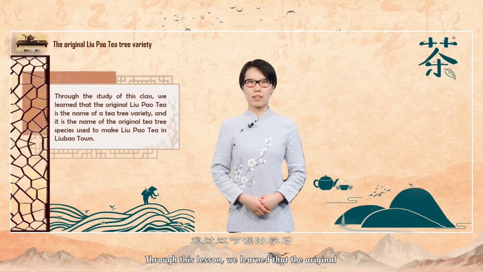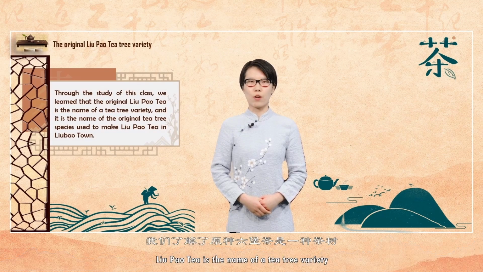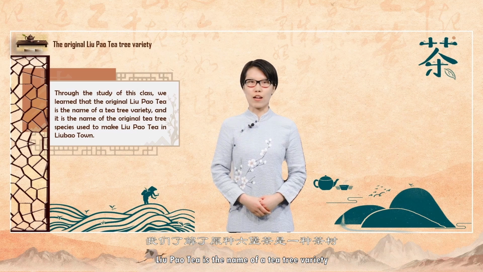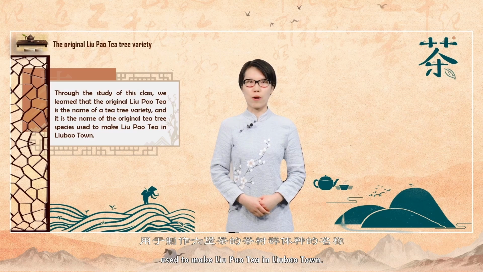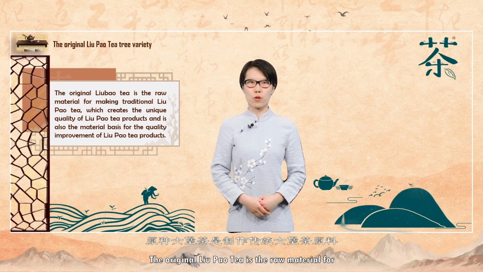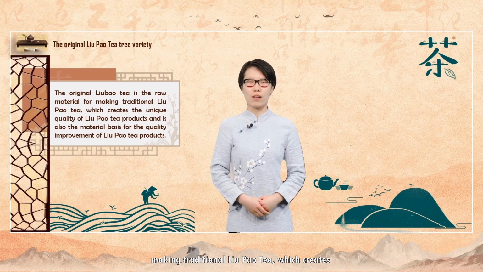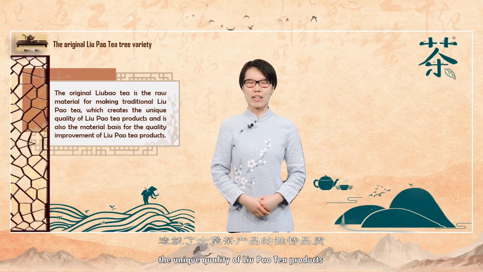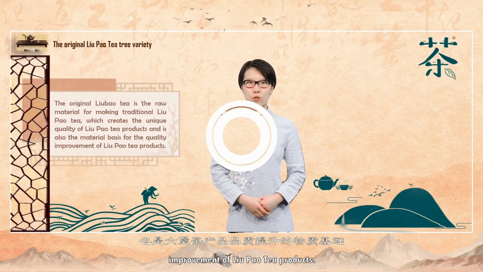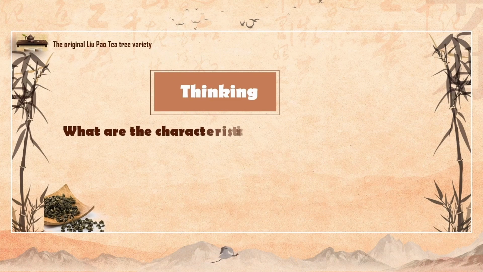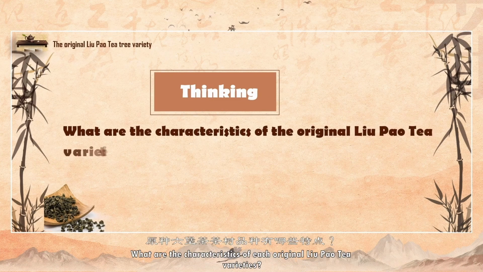Through this lesson, we learned that original Liu Bao tea is the name of a tea tree variety. It is the name of the original tea tree species used to make Liu Bao tea in Liu Bao town. The original Liu Bao tea is the raw material for making traditional Liu Bao tea, which creates the unique quality of Liu Bao tea products, and is also the material basis for the quality improvement of Liu Bao tea products. What are the characteristics of each original Liu Bao tea variety?